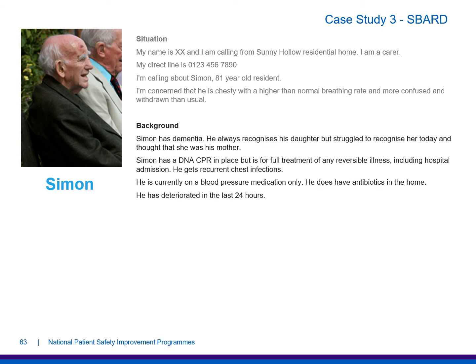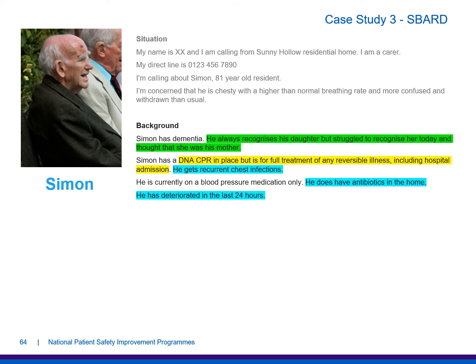The background. Simon has dementia. He always recognises his daughter, but struggled to recognise her today and thought that she was his mother. Simon has a DNACPR in place, but is for full treatment of any reversible illness, including hospital admission. He gets recurrent chest infections. He is currently on a blood pressure medication only. He does have antibiotics in the home. He has deteriorated in the last 24 hours. So in very few words, you've got a lot of information over there in a clear and concise way.